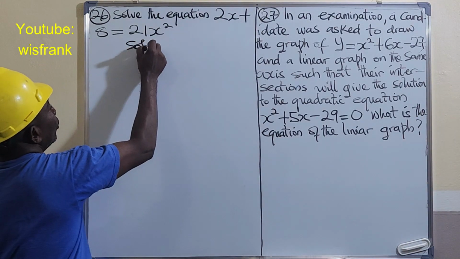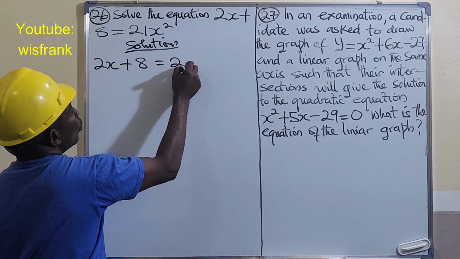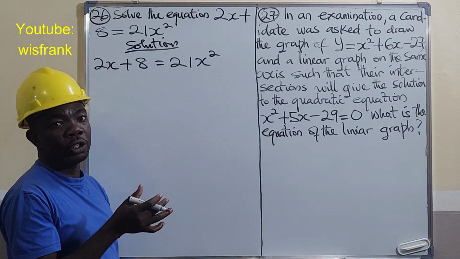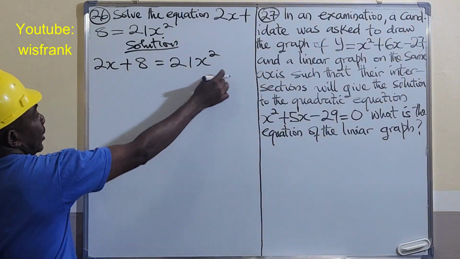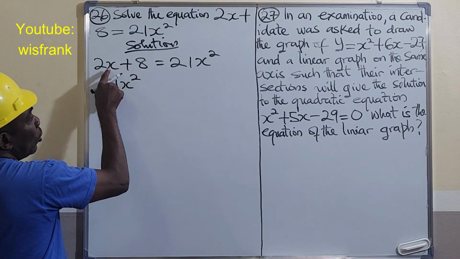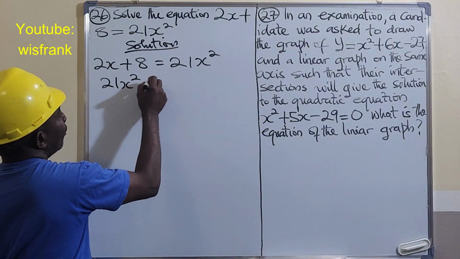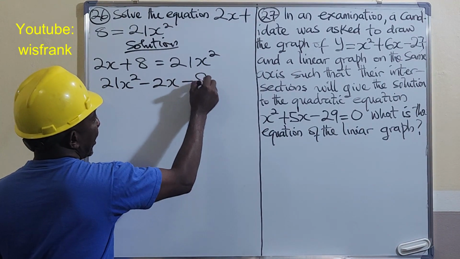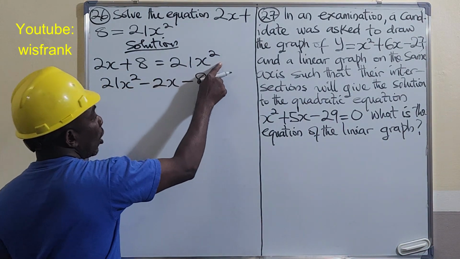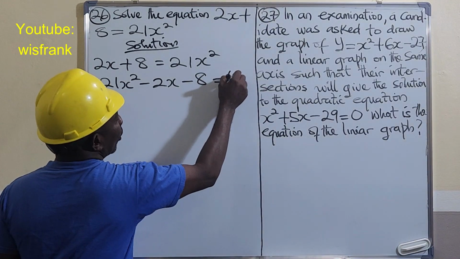So we have here the solution. We are given 2x plus 8 equals 21x squared, and this is a quadratic equation and we need to rearrange it. So when we rearrange this, we take 21x squared. The 2x plus 8 will be transposed to the other side. Therefore we have minus 2x minus 8, because when they cross the equality sign, the plus sign will turn out to be a negative sign. So we have equals 0.